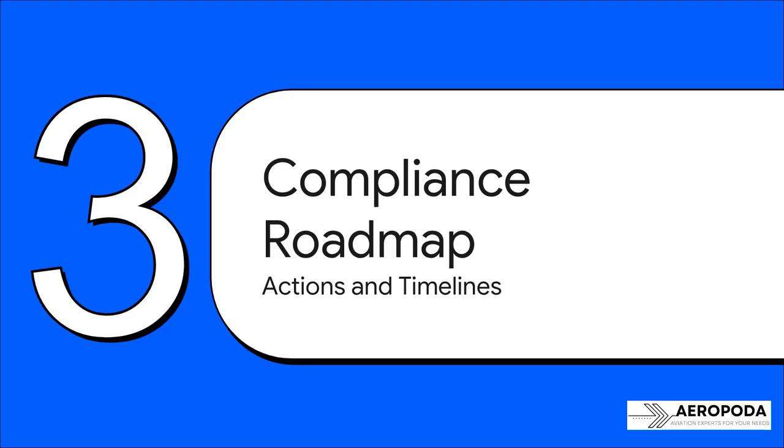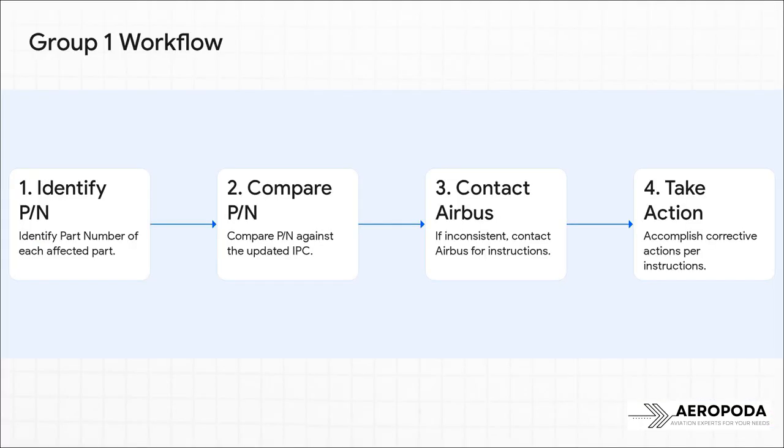This brings us to what is probably the most critical section for all the maintenance and engineering teams out there, the technical compliance roadmap. What exactly do you need to do, and what are the deadlines? For any aircraft in Group 1, the workflow is crystal clear, and it's mandatory. First, you have to physically identify the part number on each of those affected slats and droop noses. Second, you compare that number against the newly updated IPC. Step 3, if you find a mismatch, you must contact Airbus for instructions. And finally, you have to accomplish whatever corrective actions they prescribe.